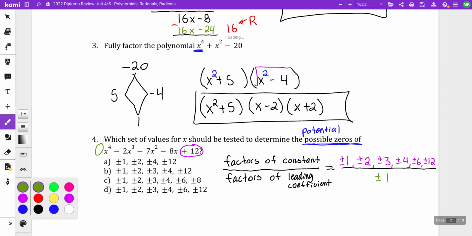My possible x-intercepts or my possible zeros are all these values. Positive negative 1, positive negative 2, positive negative 3, positive negative 4, positive negative 6, positive negative 12. I believe that's the last answer down there. It is. The answer here is D. That tells me where there might be x-intercepts. It's a lot of locations. Cool.